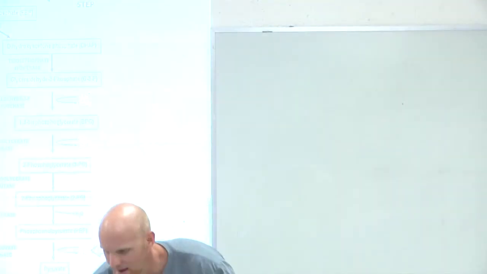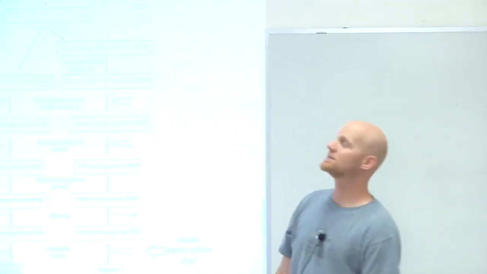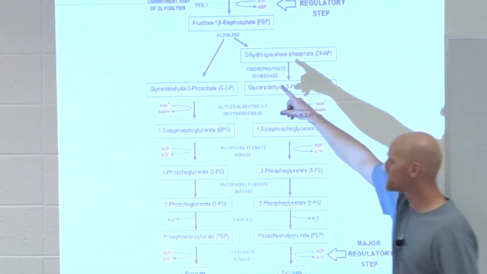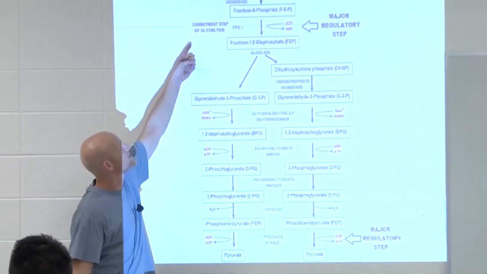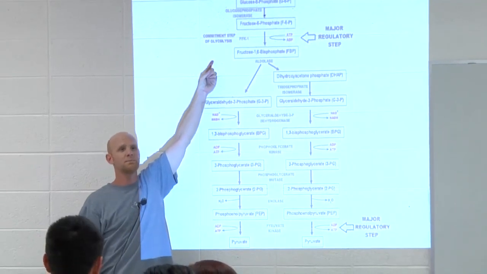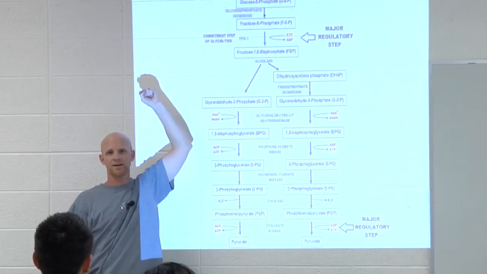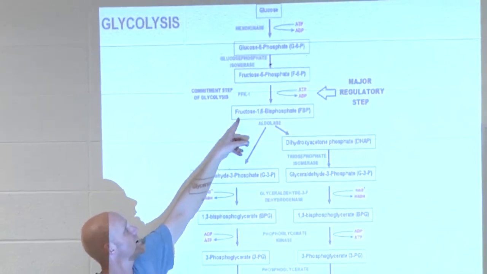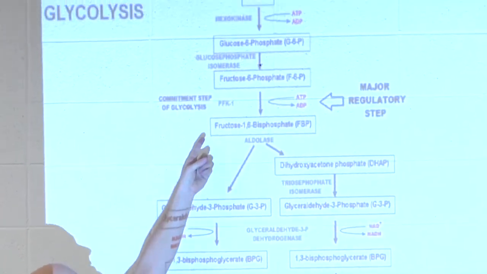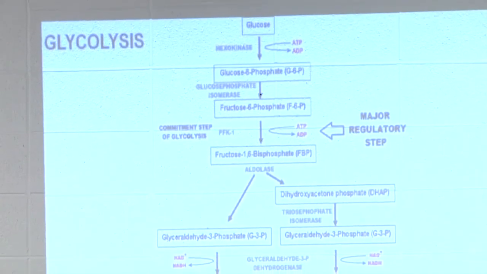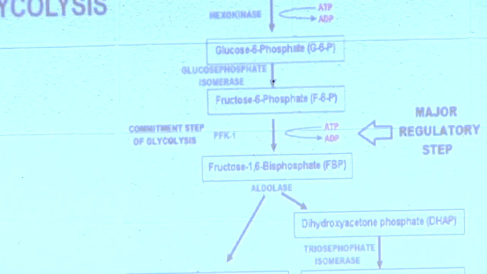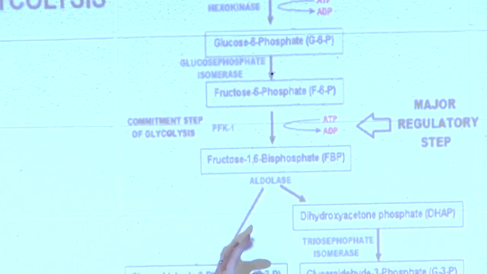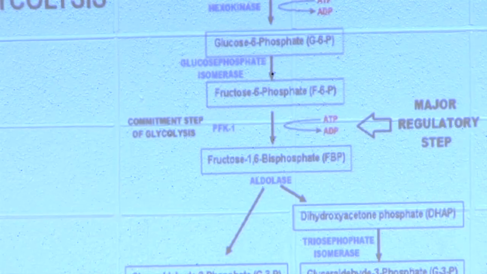One other thing. I didn't point this out, but you definitely need to know this. So your major regulatory steps, you see that first one? I really wanted to point this out and didn't. This is your commitment step in glycolysis. What do I mean by commitment step? Yeah, once you get here, you're not going back up. So if you're at fructose 6-phosphate, you could use that for some other stuff, potentially. But once you turn it into fructose 1,6-bisphosphate, it is now earmarked to carry out complete glycolysis.